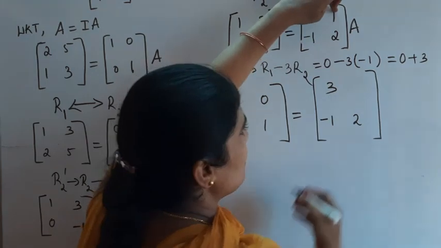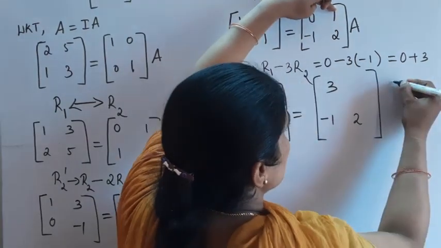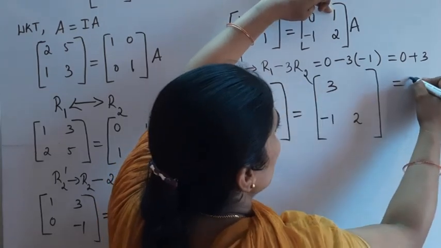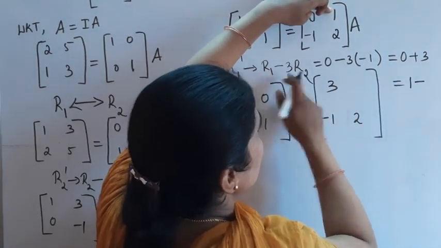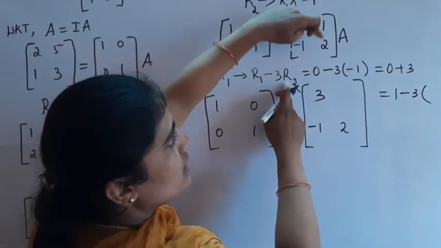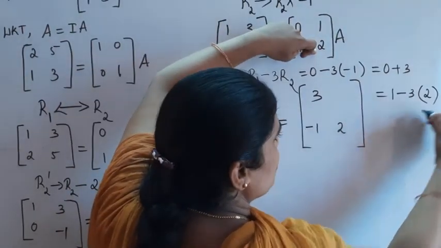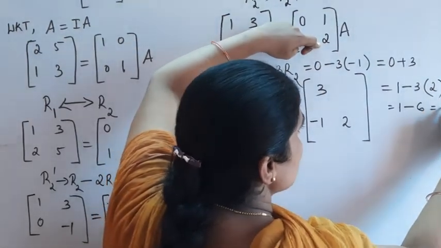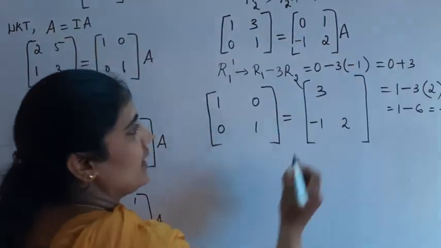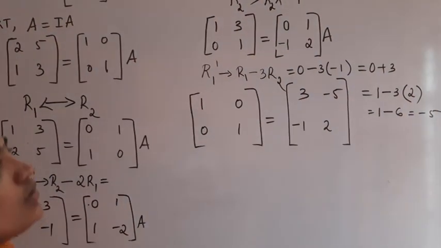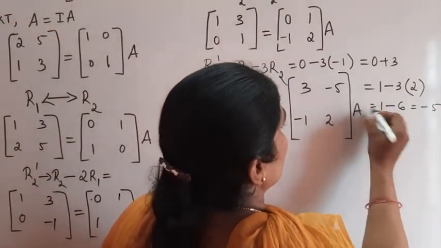Same row, second element. Apply the same elementary transformation. R1 is 1 minus 3 into R2. Corresponding R2 is 2. That is 1 minus 3 2s are 6. 1 minus 6 is minus 5. So here we get minus 5 into matrix A.